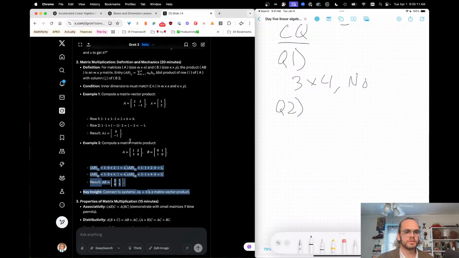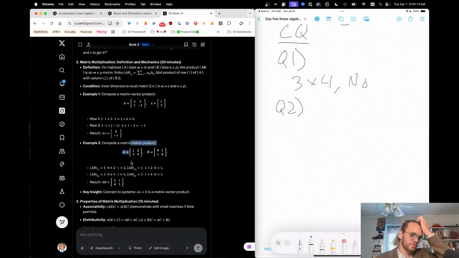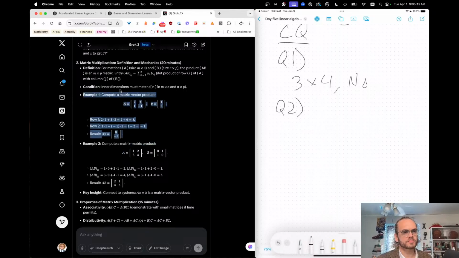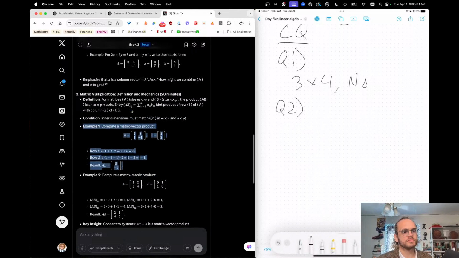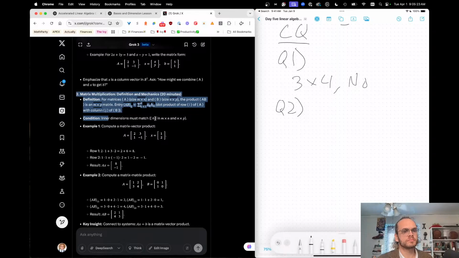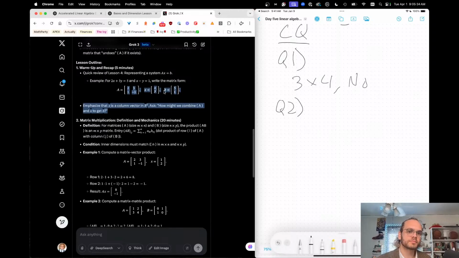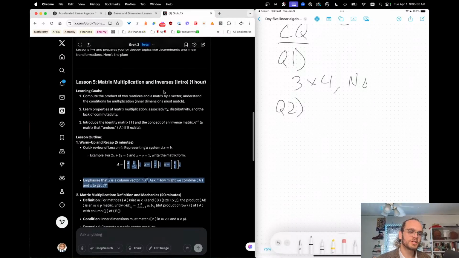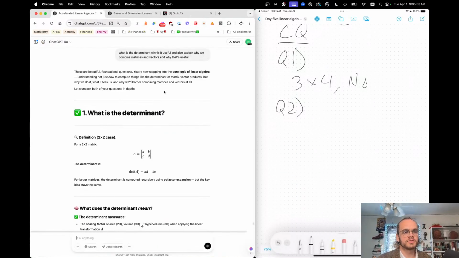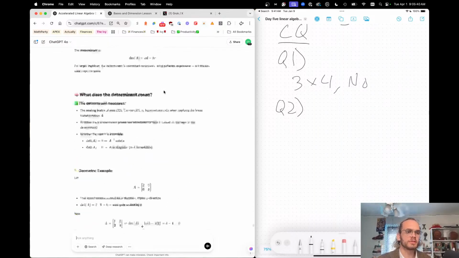All right. This whole matrix vector thing is still a little confusing to me, for the matrix vector product and all that. X is a column vector in R squared. How might we combine A and X to get B? So this is also a quick lesson that Grok gives me. It's not super in-depth, but let's go ahead and look at this answer.